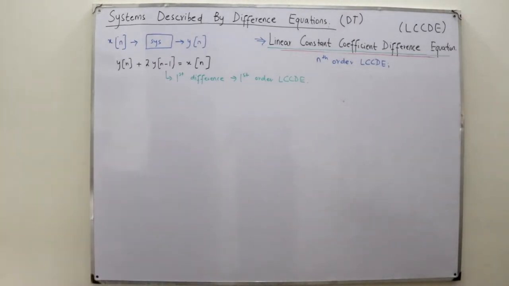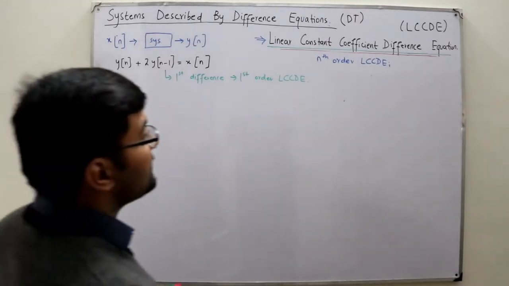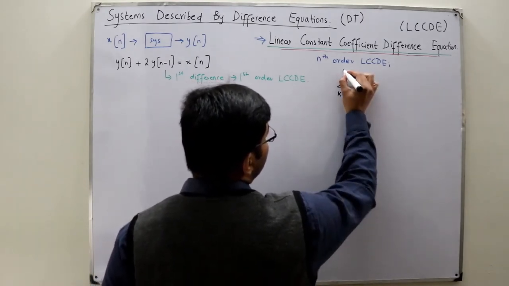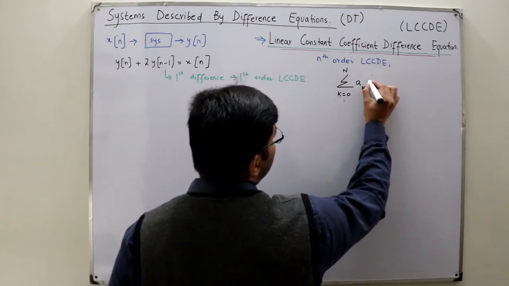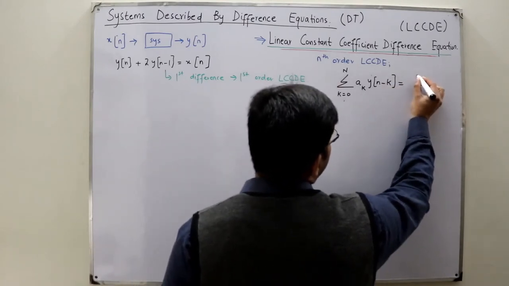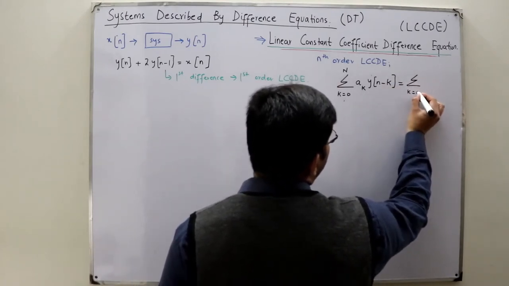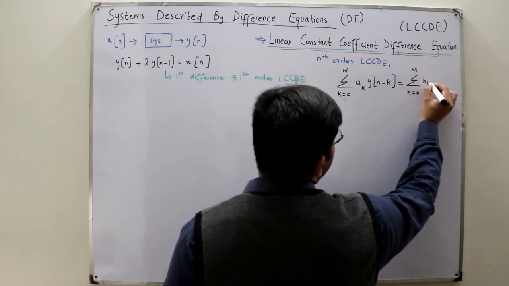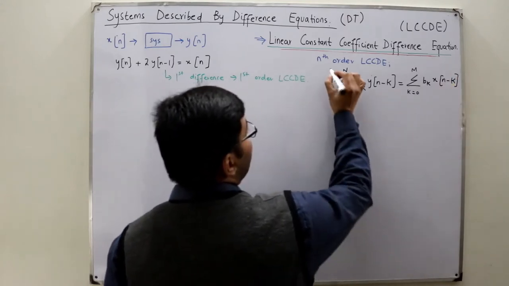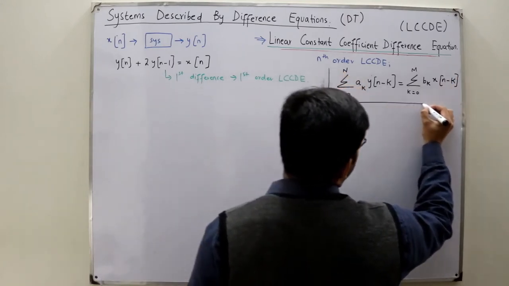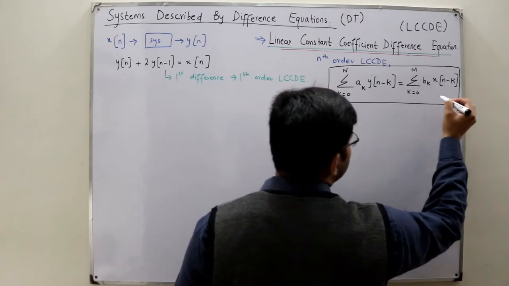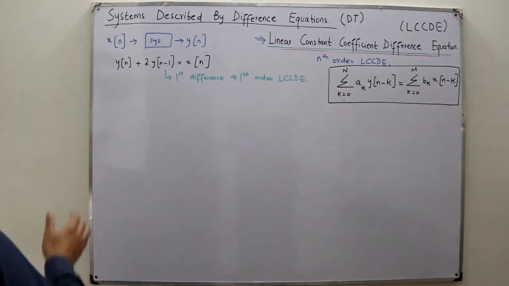Fine. Now the nth order equation is represented as what? A summation. As in the previous video, we have k running from 0 to n, ak y of n minus k. So the y terms on the one side, and this is equal to summation k running from 0, in this case say m, bk, and the x terms on the other side. This is an nth order difference equation used to describe an LTI system. Is that fine?